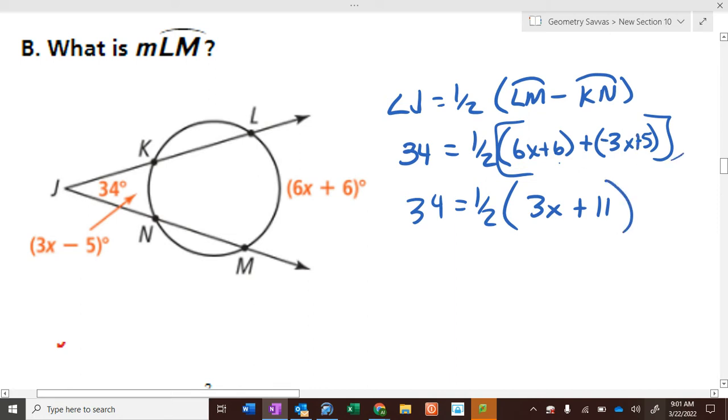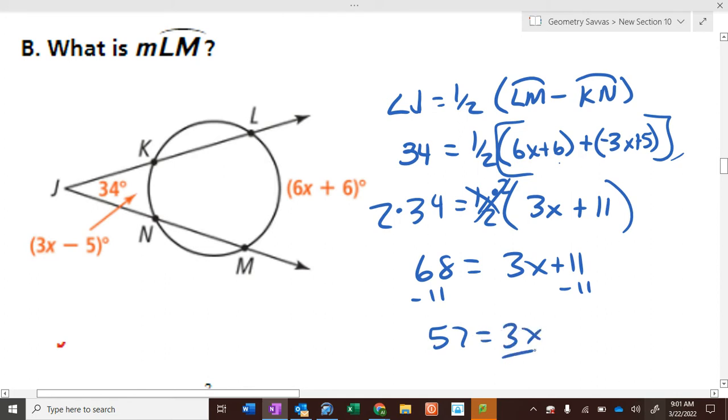Got to be careful there. Now, do you like working with fractions? No. People don't like working with fractions. So if we would distribute this fraction through, we'd have all kinds of fractions. We don't like that. There's an easier way to work with this problem. If you multiply both sides by 2, we get rid of that fraction. Gone. 68 equals 3x plus 11. See how that works? Just got rid of that fraction by multiplying by 2. Now no more fractions. Subtract 11. So 57 equals 3x. Divide by 3. X equals 19. Easy peasy lemon squeezy.